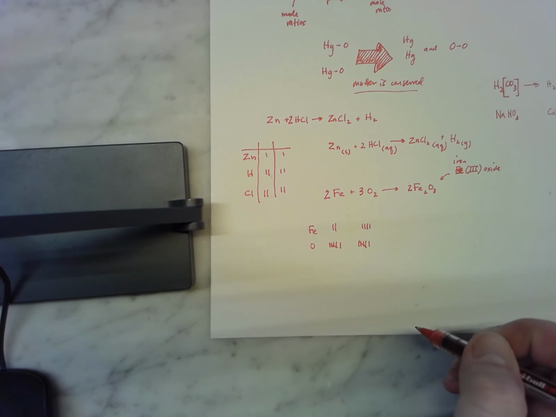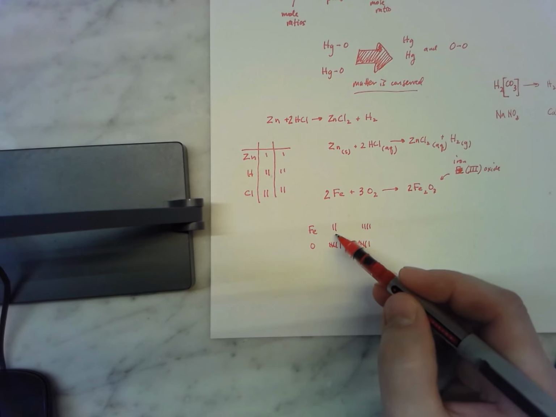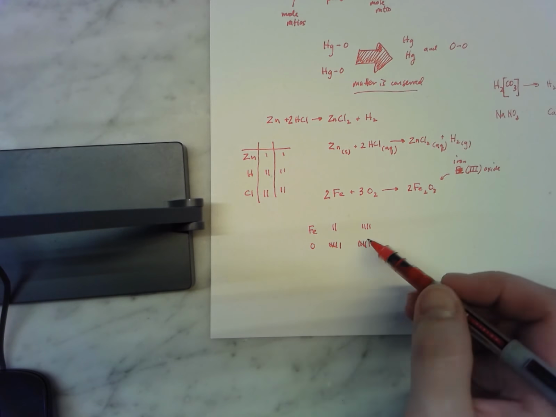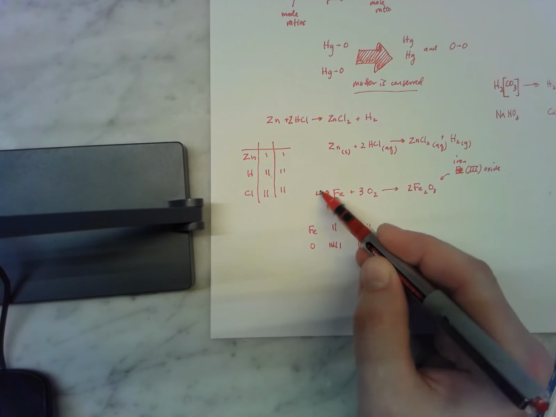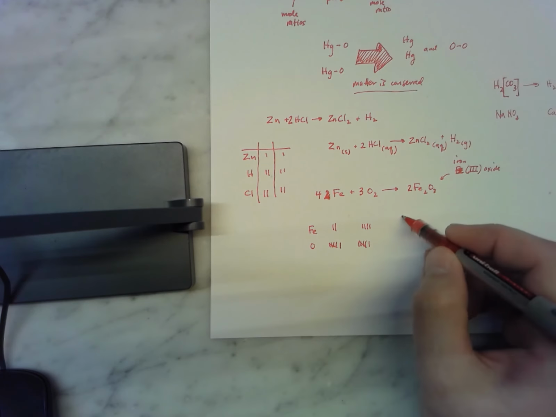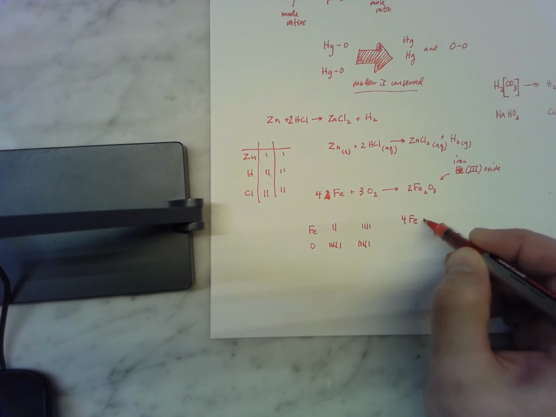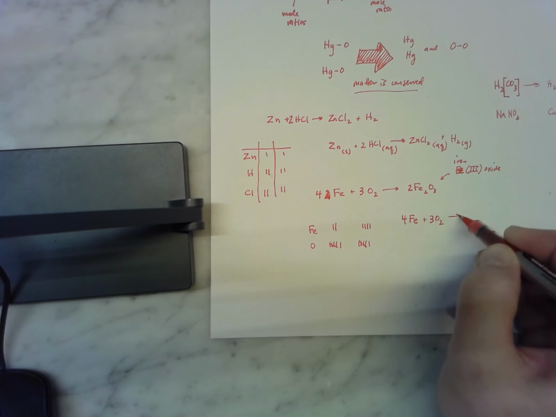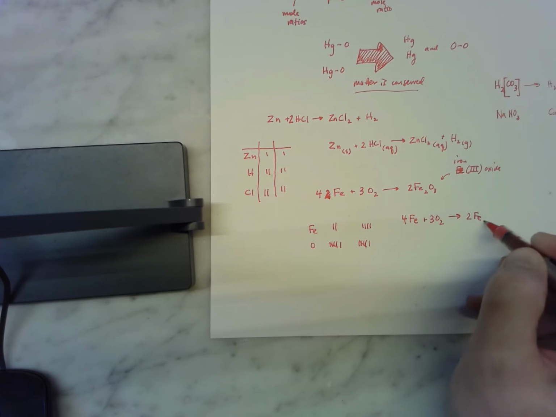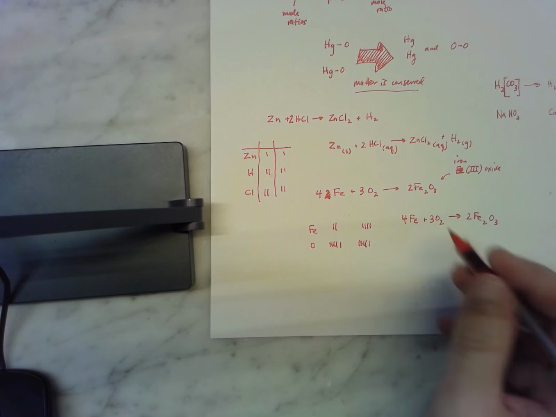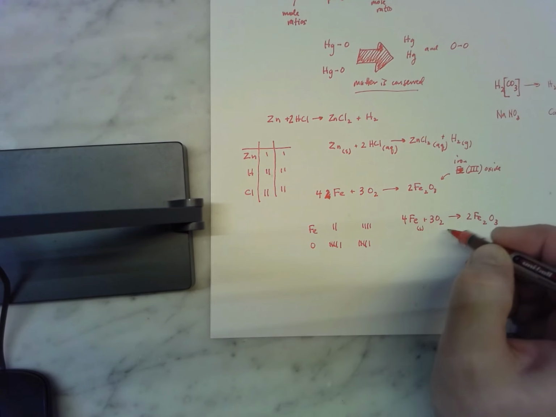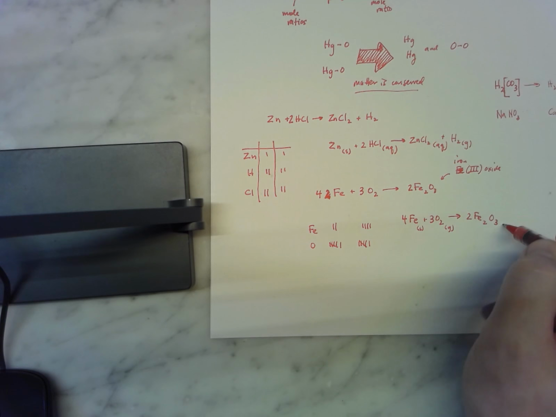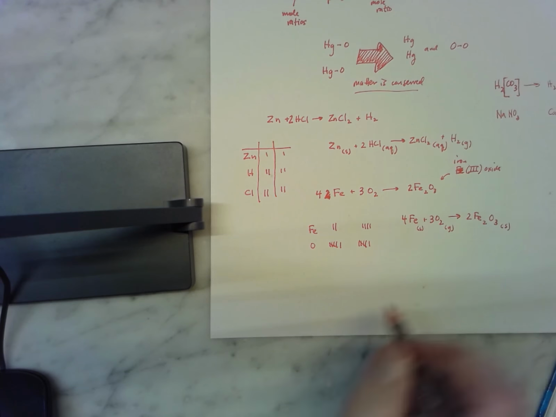Now everything's balanced. Wait, no, it's not. This is still not balanced, so we see that in fact that shouldn't be a 2, that should be a 4. All right, so our balanced equation is 4Fe plus 3O2 goes to 2Fe2O3. And we would put our solid, gas, solid. Okay?